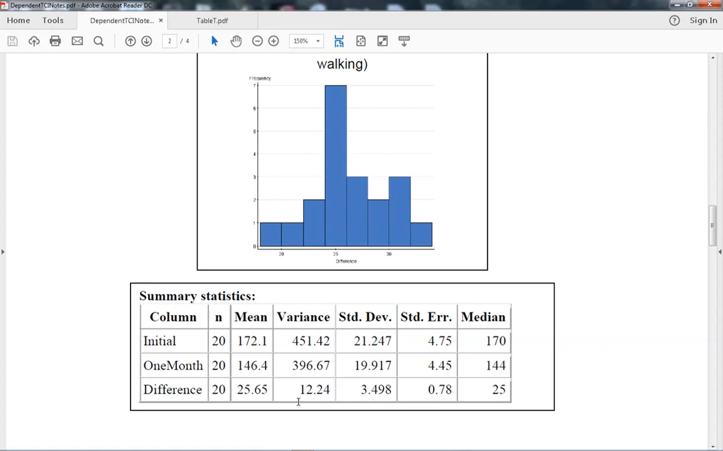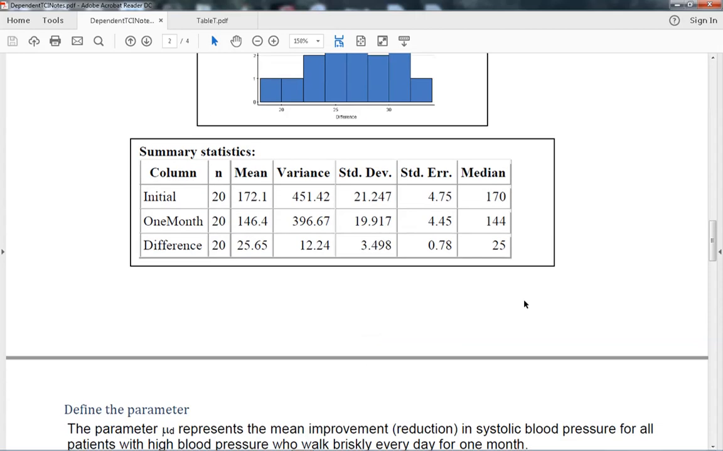The median and the mean are very close. They're less than 1 millimeter of mercury apart. So that again gives us reason to believe that, with the mean and median being equal, the data is very symmetric and could almost be thought of as coming from a normal distribution.